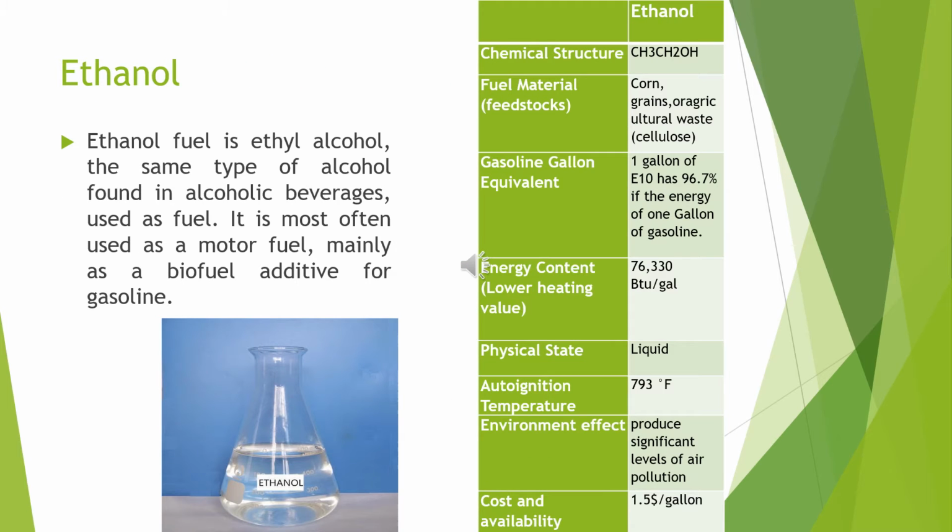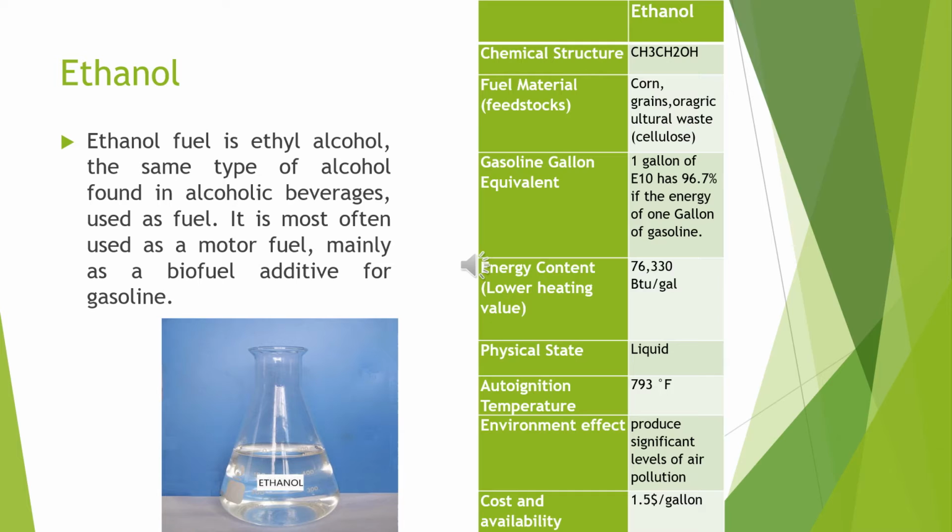Now we discuss ethanol. Ethanol fuel is ethyl alcohol. It is the same type of alcohol found in alcoholic beverages, used as fuel. It is most often used as a motor fuel, mainly as a biofuel additive for gasoline. The chemical structure of ethanol is CH3CH2OH and the fuel material is corn, grains, and organic waste. The gasoline gallon equivalent is that 1 gallon of E10 has 96.7% of the energy of 1 gallon of gasoline.